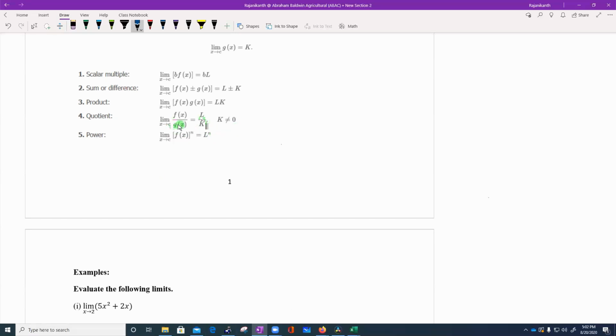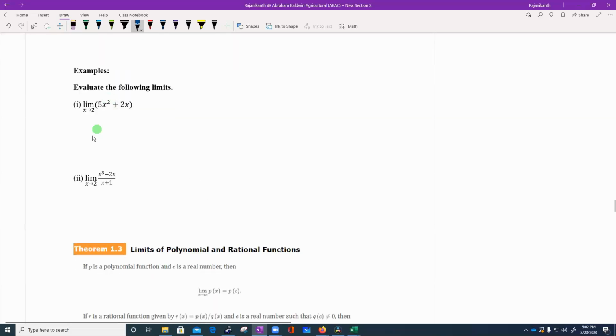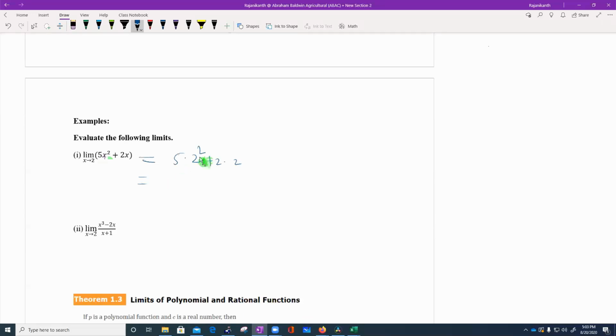These are all fundamental properties of limits. So you should be able to do this within a minute. What is the limiting value of this function? Simply plug in x, x goes to 2. That means simply plugging in 2 here. So what is the answer? So what is that? 24, right? What about the second problem? When x goes to 2, you will get 2 cubed minus 2 times 2, then 2 plus 1. What's that?